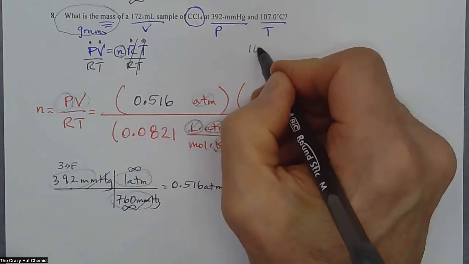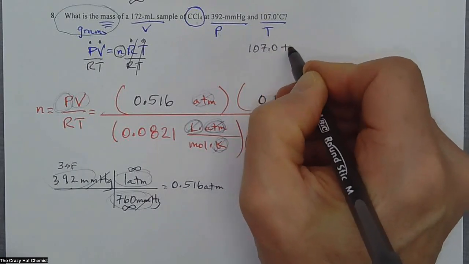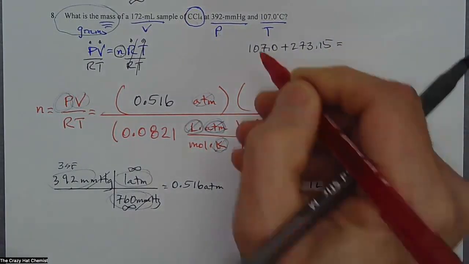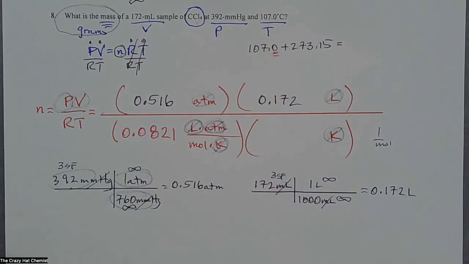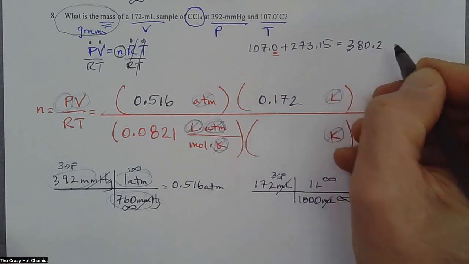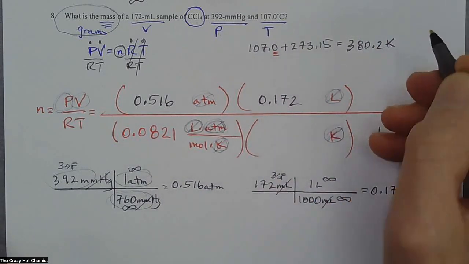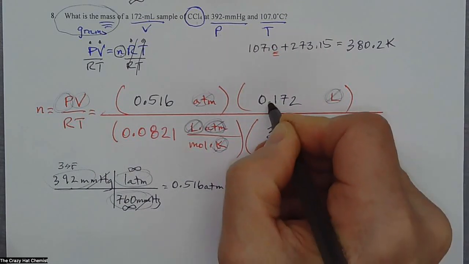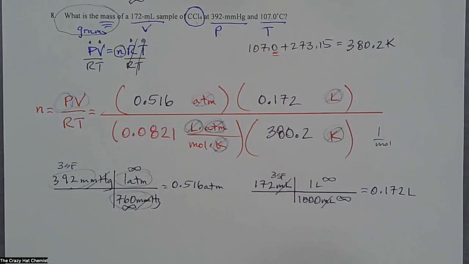So I'm going to take the 107.0 plus 273.15 Kelvin. I'm going to round this to 1 decimal place. And so that is going to be what? 380.2 Kelvin. So 380.2 Kelvin. Fantastic, just like that. I'm going to cancel out those units. And we're going to get what we want.